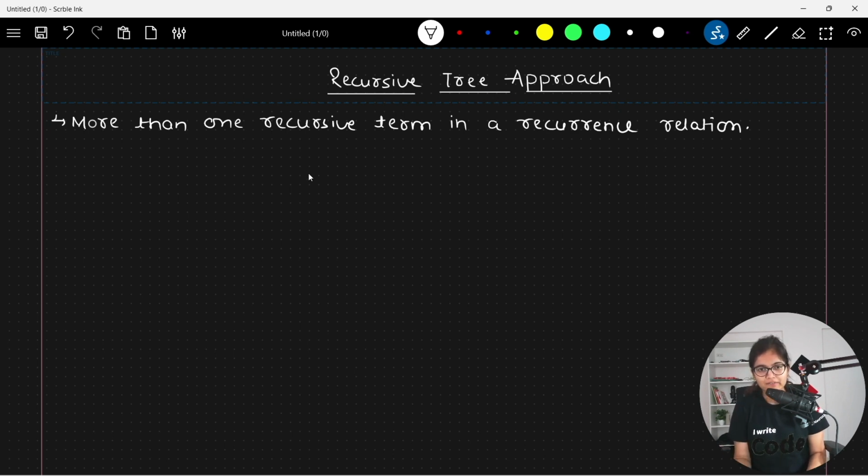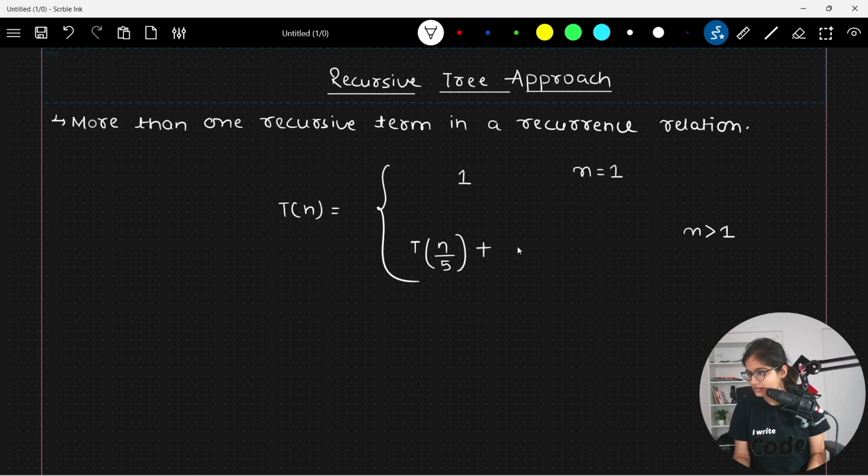For example, a given recurrence relation is that the value of T(n) is something where, when it's a small problem, when the value of n is 1, you get constant time complexity. But when the value of n is greater than 1, suppose your recurrence relation is T(n/5) + T(4n/5) + n. This is the kind of recurrence relation that you have.